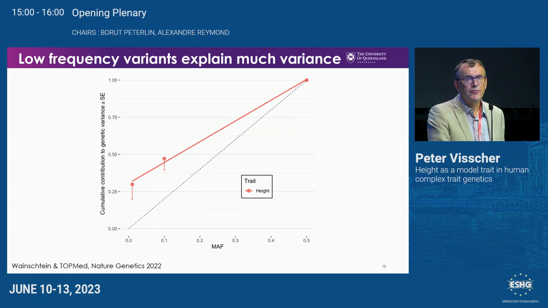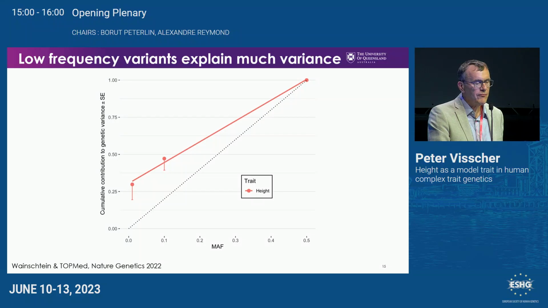What is also clear, not just from the paper on whole genome sequence data but also from SNP array data, is that there's actually a lot of variation explained by low frequency variants or rare variants. So what we did here in the paper was look at the cumulative contribution of genetic variation as a function of the minor allele frequency of the sequence variants. And if there's no relationship between effect size and frequency, then we would expect the genetic variation to go on this line, this diagonal line over here.